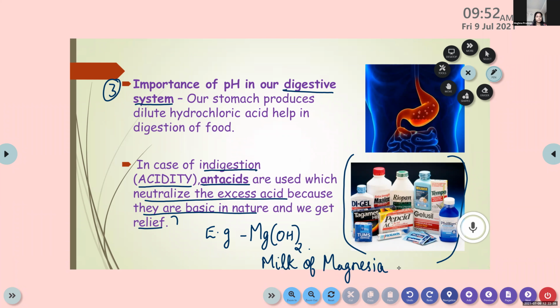Hydrochloric acid helps in digestion of food. In case of indigestion and acidity, antacids are used, which neutralize excess acid because they are basic in nature.